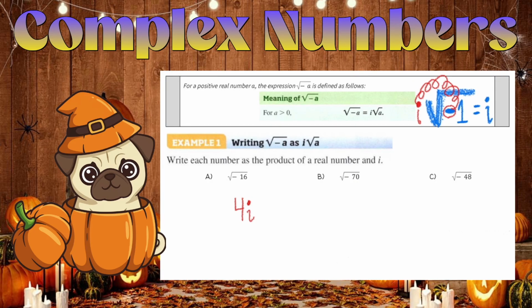That's it, done. Another way to look at it, if you use like a website of some sort to help you out, they might break it apart and show you that this is the square root of -1 times the square root of 16. And then this part is I, and that part is 4, and I times 4 gives you 4i. So you might see it broken down in different ways.